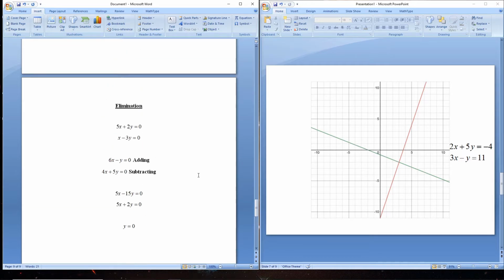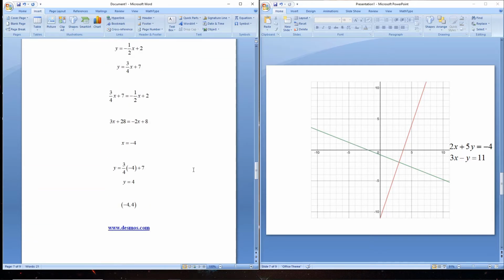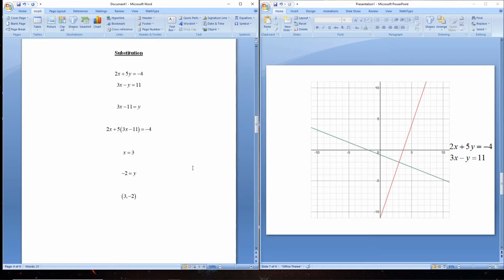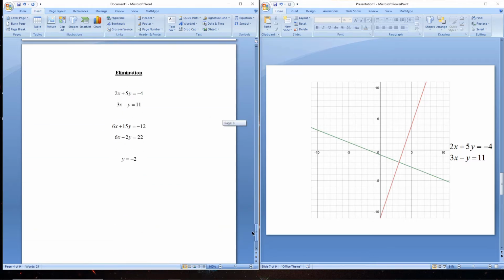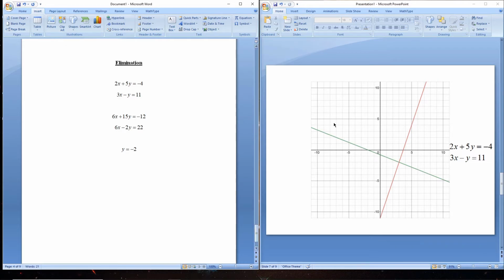And let's just check that back real quick to when we did this previously. Here's our 2x plus 5y equals minus 4 again. And sure enough, we got y equals minus 2. Again, we should get the same answers here. So let's check out the other problem.